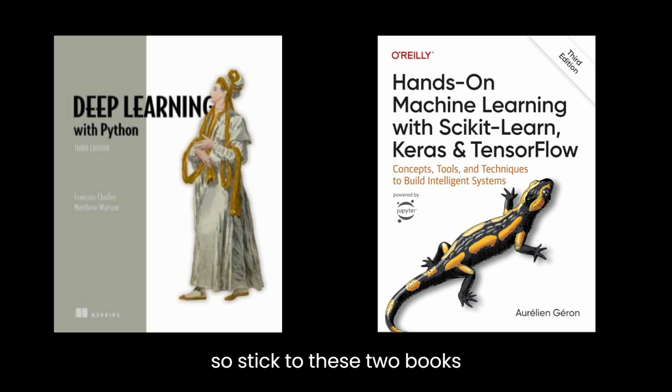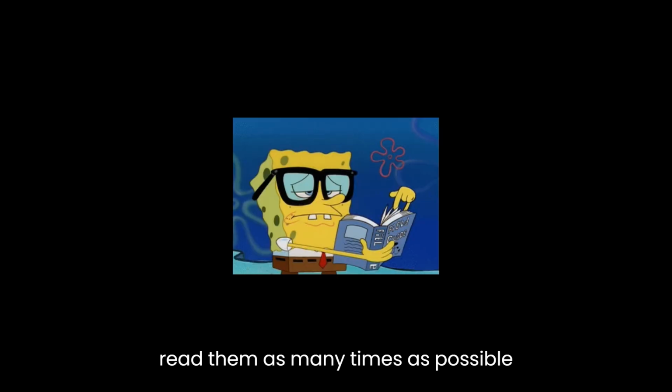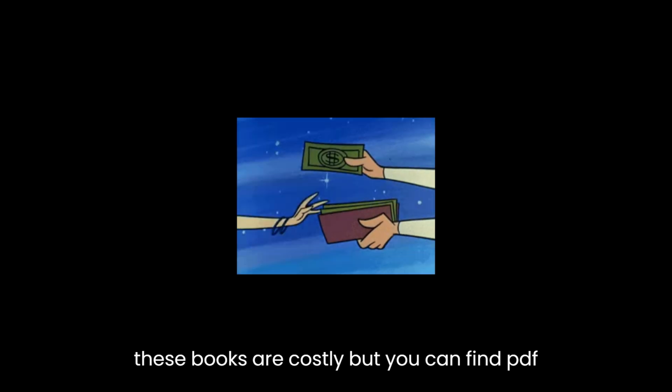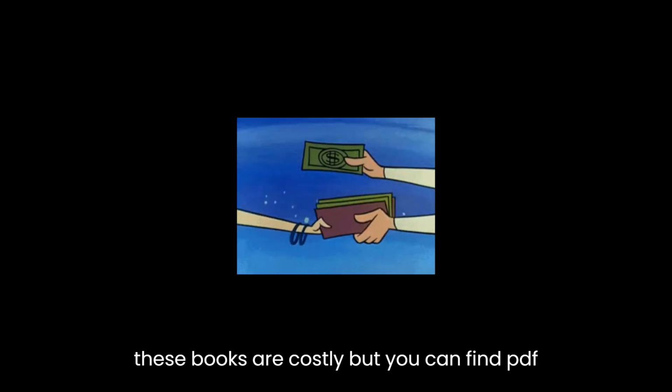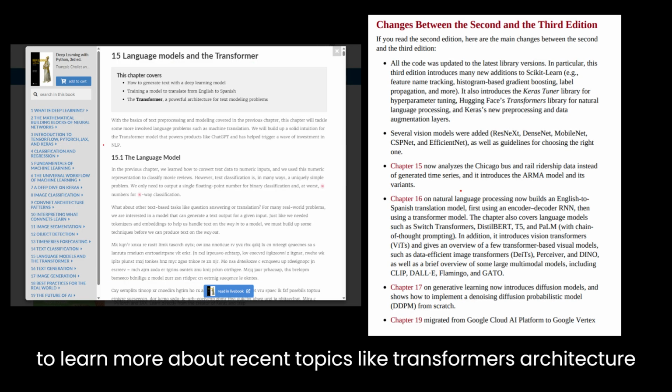So stick to these two books. They're going to teach you everything and they're very beginner friendly. Read them as many times as possible to understand the inner workings of AI properly. These books are costly, but you can find PDFs of these books for free on the internet. Just make sure you are downloading the latest version of them to learn more about recent topics like Transformers architecture.